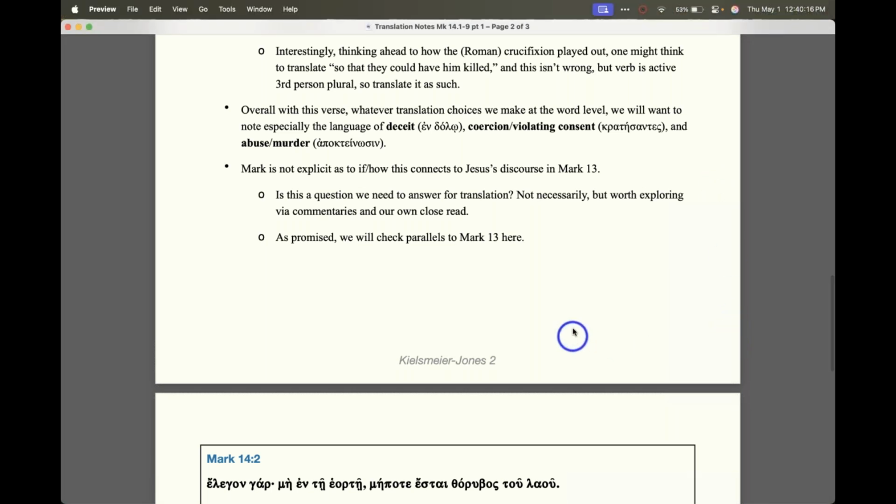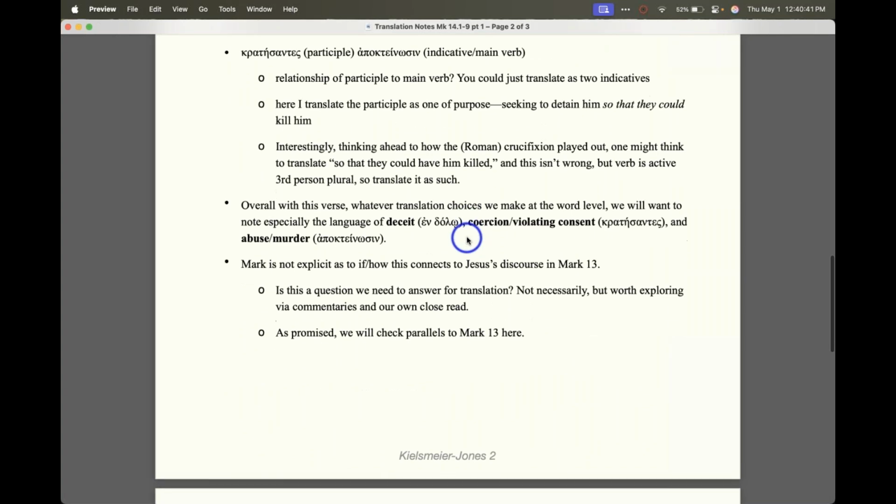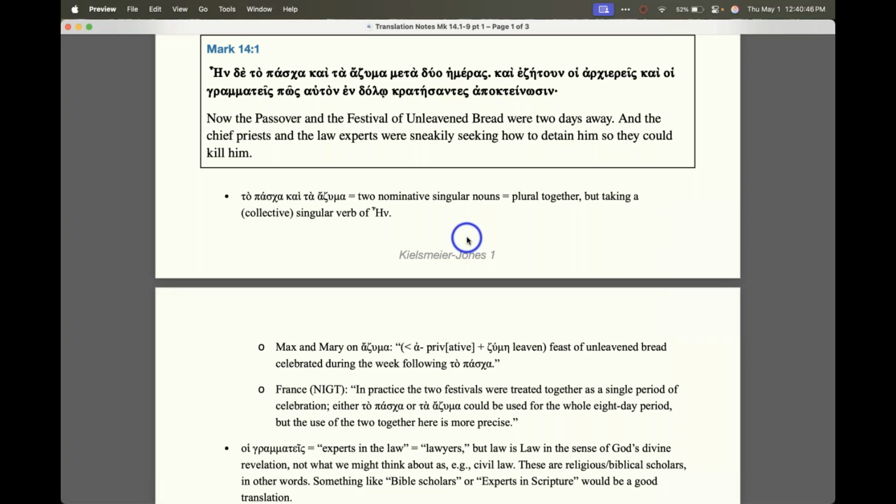Somebody says, what about experts in biblical law? Yeah, I think that's great. That would be great because that retains law, which is how they would have thought of it, and it clarifies biblical for a modern audience. So I think that's an excellent translation. It brings more words into it, but what are you going to do? You get the clarity and you get the fidelity there. That's a great translation.